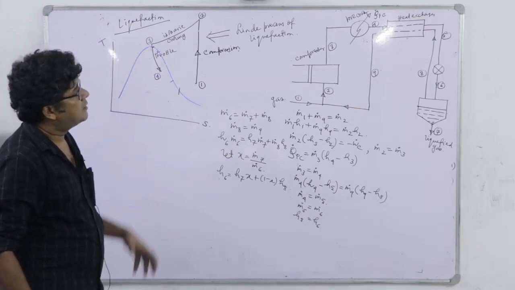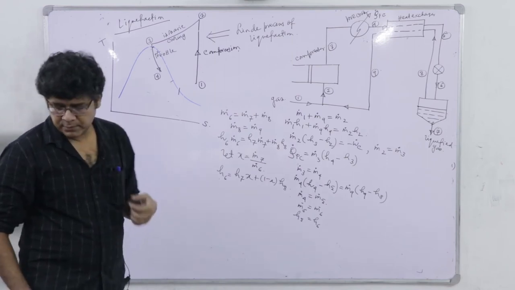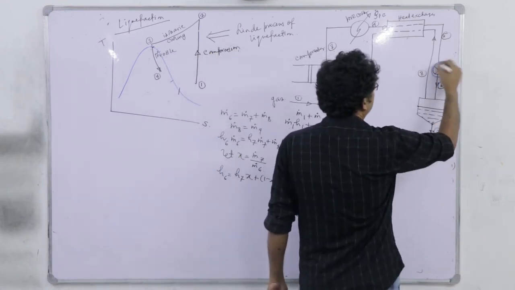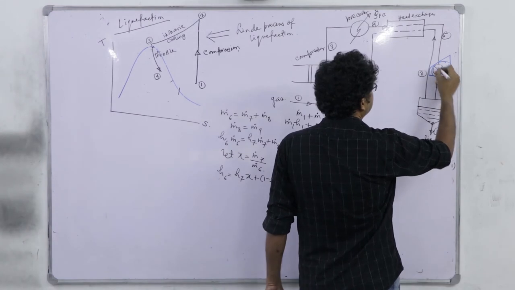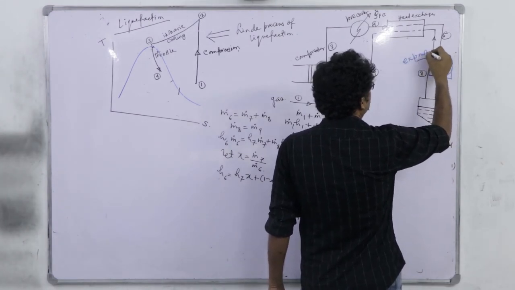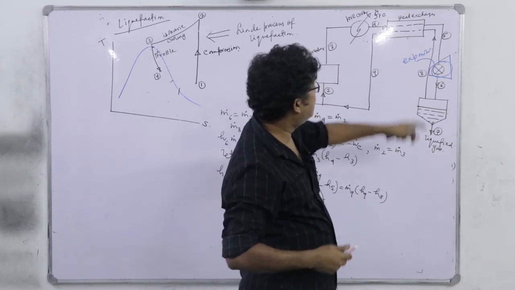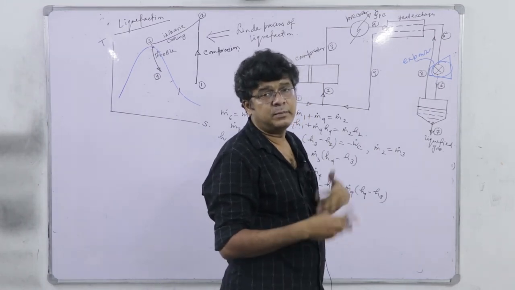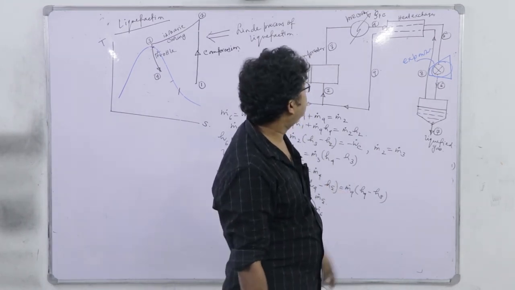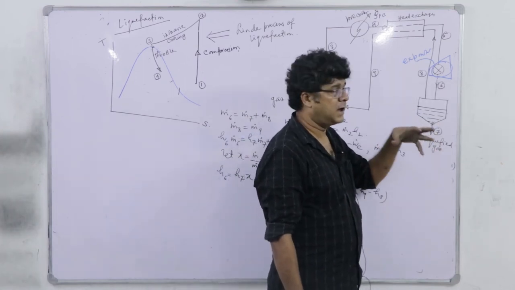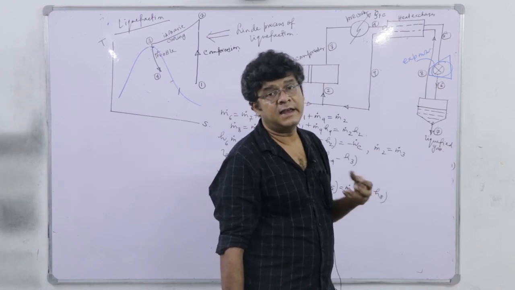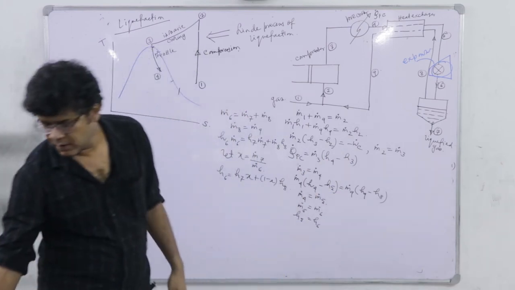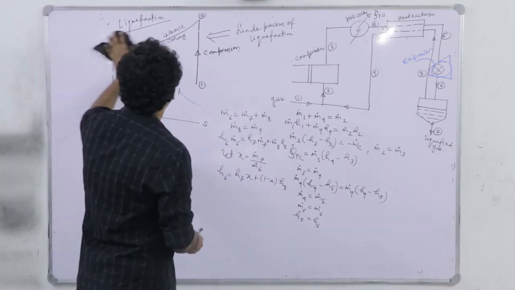So, you see that if I want to improve the efficiency, what can we do? We can simply replace this throttle by an expander. And that becomes a Claude process technically. However, here for this expander, there will be severe erosion problem. So, we modify this process, right, such that in the downstream of the turbine or expander we will not have any liquid. But how come we do not have any liquid? Our basic objective is to liquefy. So, what is the modification of this Linde to the Claude process?